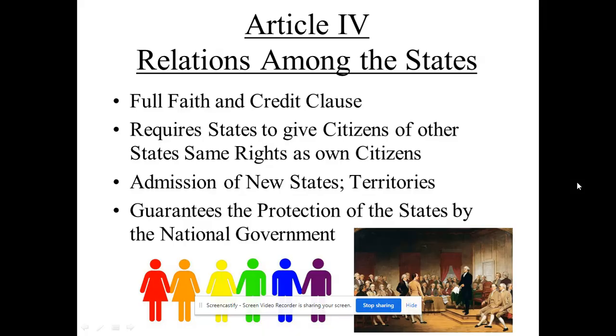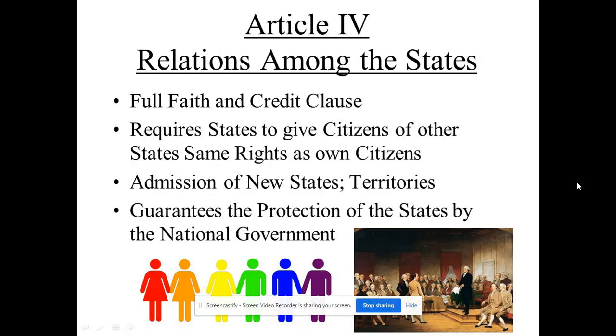So the first part and probably the most important part is the full faith and credit clause. So basically it's saying that each state must recognize the validity of the laws, the public records, and court decisions of every other state. One of the major reasons they put this into play is because they were hoping to prevent debtors from fleeing to other states.